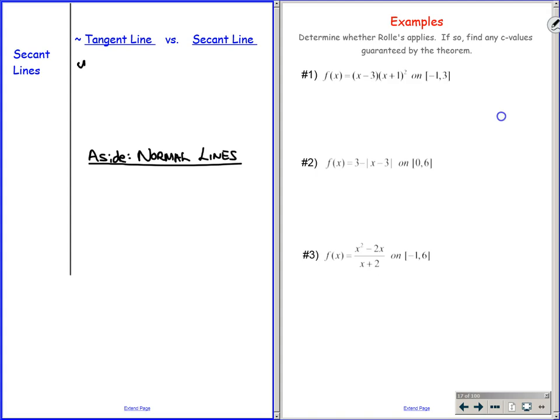Tangent line. y minus y1 equals m times x minus x1. What am I going to write for secant line? y minus y1 equals m times x minus x1. It's the same. What am I going to write for normal line? y minus y1 equals, you go. 1 over m. I see what you're doing. Boom. Reciprocal. Nice.